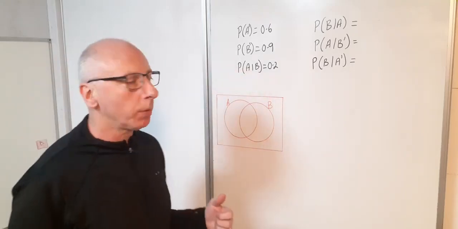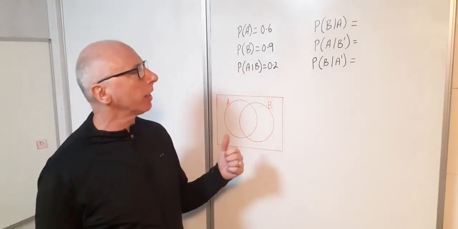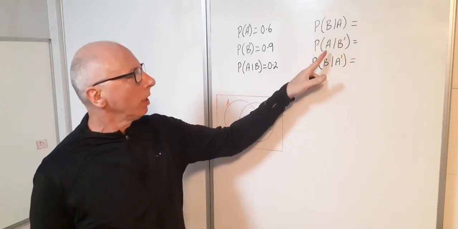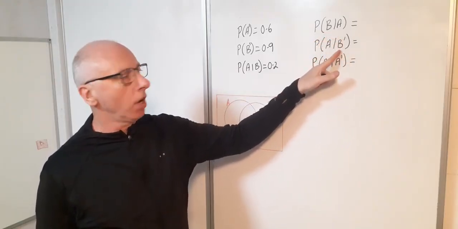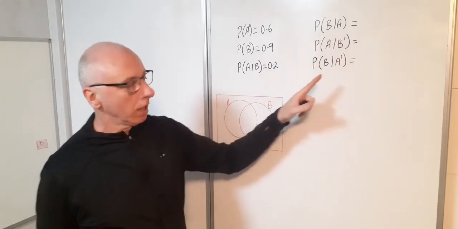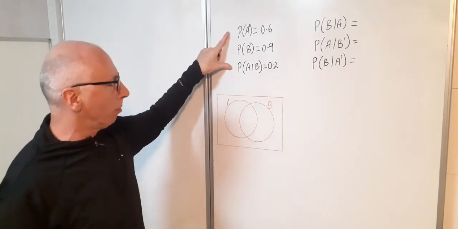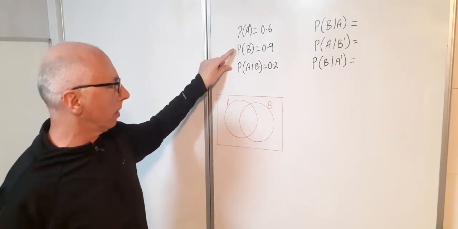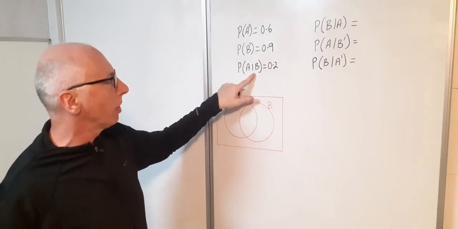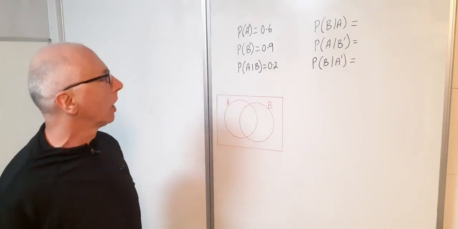In this video, we've got some conditional probabilities to calculate. The probability of B given A has already happened, the probability of A given not B has already happened, and the probability of B given not A has already happened. And the bits to go on, we've got probability of not A is 0.6, not B is 0.9, and probability of A given B has already happened is 0.2.